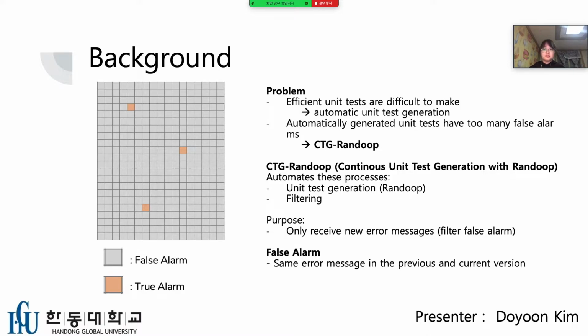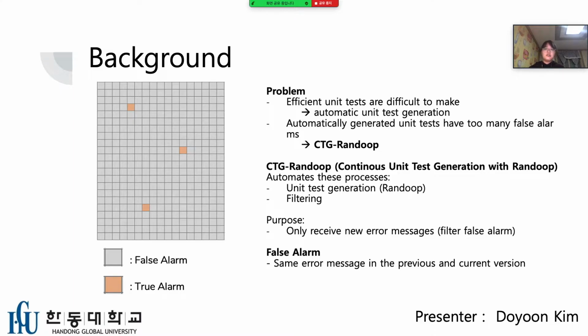To solve this problem, we have designed a system called CTG Randub. CTG Randub aims to automate the process of generating unit tests with Randub and then filtering the possible false alarms to the user. This way, when the engineer makes a change to the code and receives the output, there will be far less errors the engineer needs to revise.